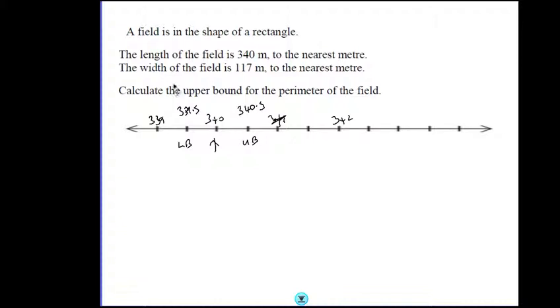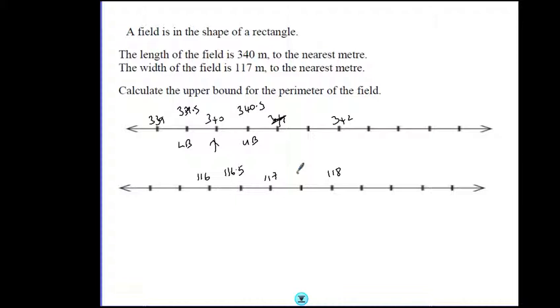Now for the width of the field, let's do another number line. That's also been rounded to the nearest metre and it's been rounded to 117, so let's just put 117 there. Got 116 here, 118 here. So that means that these values here are the lower bound and the upper bound. So this one's 116.5 and this one's 117.5.